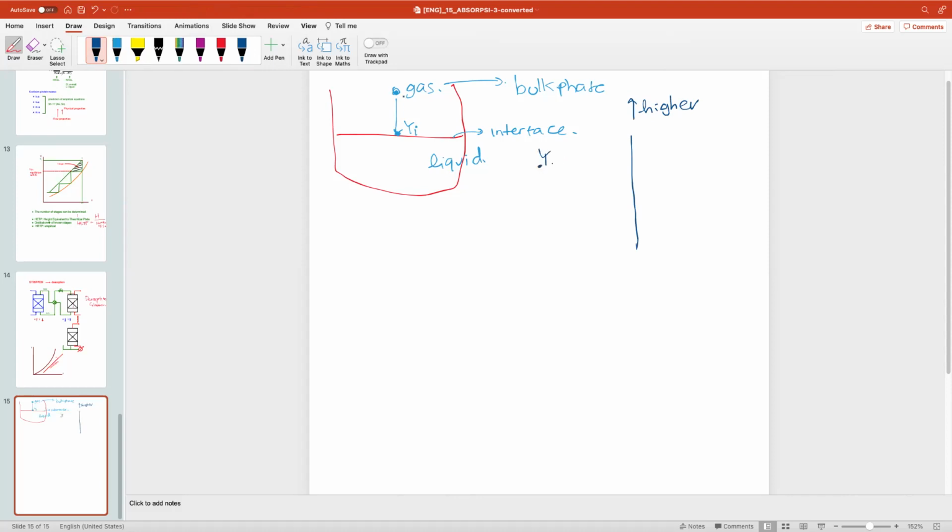When it starts to go to the interface, in order for it to be absorbed here, there should be a driving force. And this driving force is the concentration or mole ratio of the gas in the bulk phase minus the concentration in the interface. Usually the concentration or the mole ratio of the gas in the interface is always lower. Because it is lower, belum jenuh, it hasn't been saturated yet, then there would be a mass transfer.